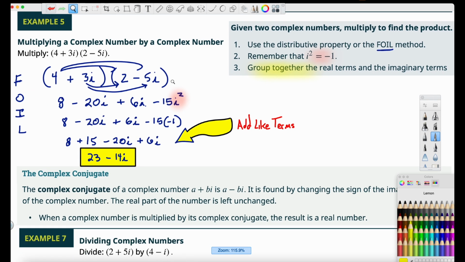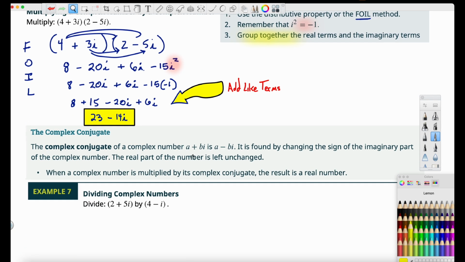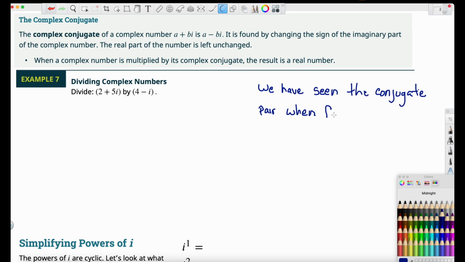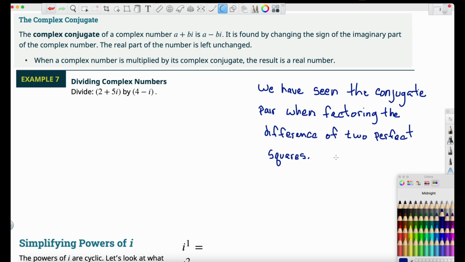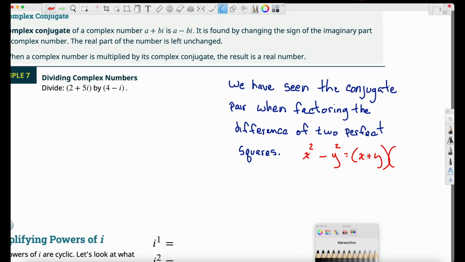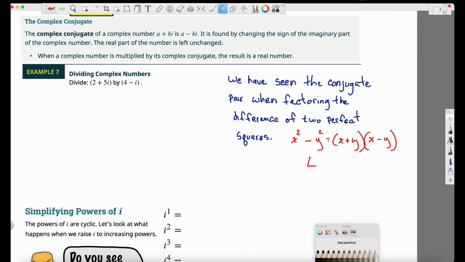Okay, what happens if we are dividing a complex number? So we do not like having imaginary numbers in the denominator. And so we are going to use the conjugate pair that we've seen when factoring the difference of two perfect squares to get rid of the imaginary number as the middle term. Now remember, when we had x squared minus y squared, it equaled x plus y times x minus y. Remember, if we were to FOIL x plus y times x minus y, the middle term would cancel.